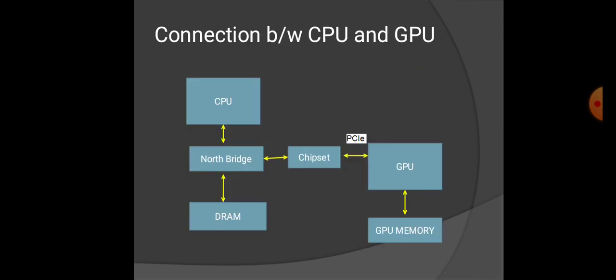Next, the connectivity between CPU and GPU. The figure shows how a CPU is typically connected with a modern processor. A GPU is an accelerator that is connected to the host processor. The host processor and GPU communicate with each other via PCI Express. PCI means Peripheral Component Interconnect Express. It provides 4 gigabytes or 8 gigabits of interconnection bandwidth.